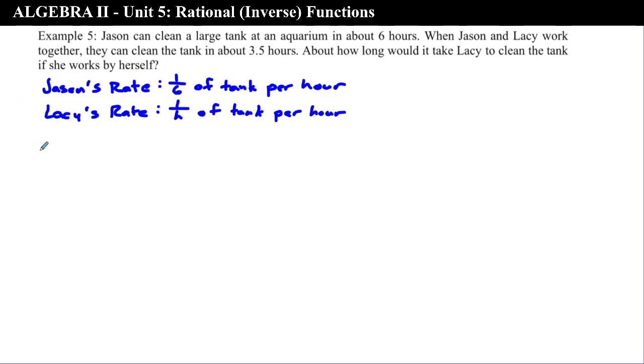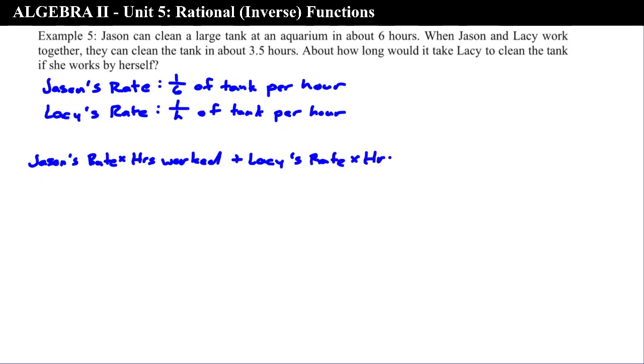So now we're going to do an equation that we set up here. So we're going to talk about the work that they do together. So Jason's rate times the hours worked plus Lacey's rate times the hours worked is going to equal one complete job.